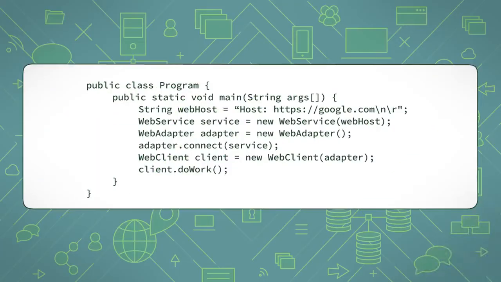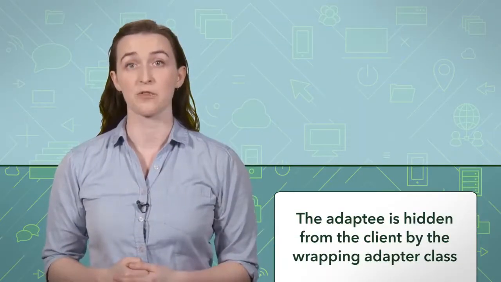The web client is responsible for doing some work to create your message for you. In your main program, you need to instantiate the web adapter, the web service, and the web client. The web client deals with the adapter through the web requester interface to send a request. Notice how your web client doesn't need to know anything about the web service, like its need for JSON objects. The adaptee is hidden from the client by the wrapping adapter class.